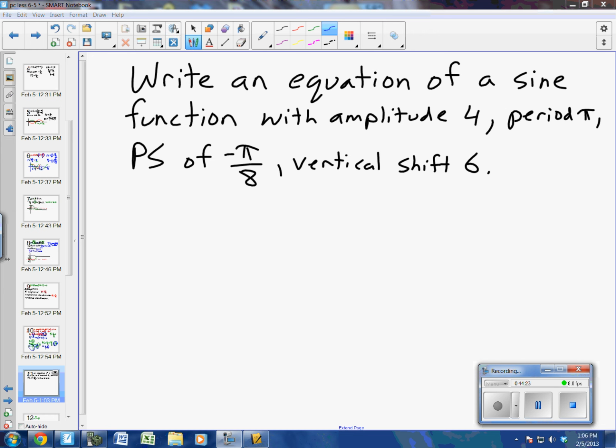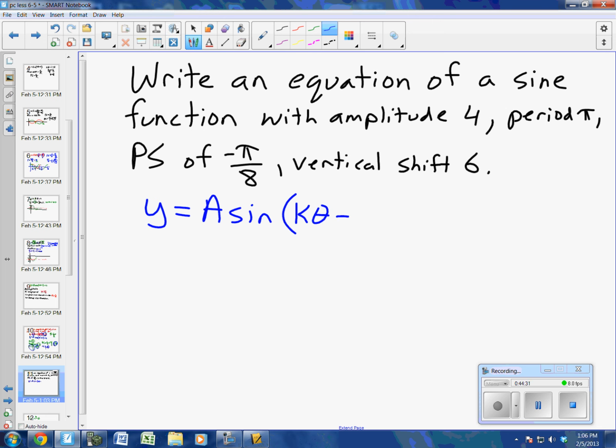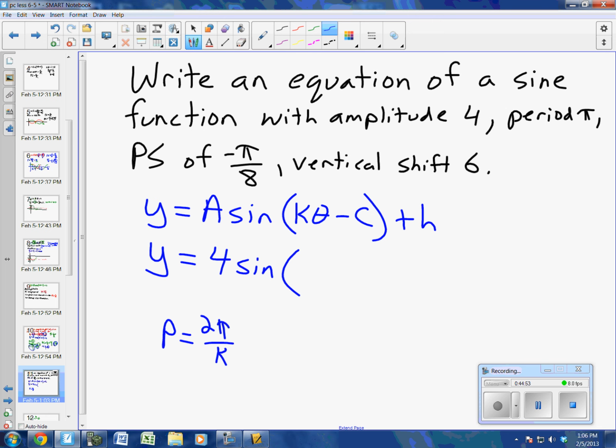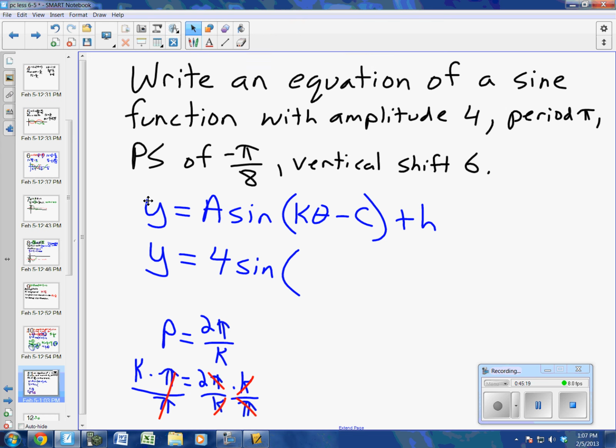Okay, this is how we do it. So we have the form y equals a sine of k theta minus c plus h, right? So we know a. A is the amplitude, it's 4. So 4 sine. K we don't know, but we know we're going to use the formula period equals 2 pi over k, and we know what the period is. It tells us up there that period is pi, so we're going to go pi equals 2 pi over k. If I multiply both sides by k, and then divide both sides by pi, then you're going to go like this. Pi's are going to cancel out here, k's are going to cancel out here, and what are you left with? K equals 2. So now I know that k is 2.